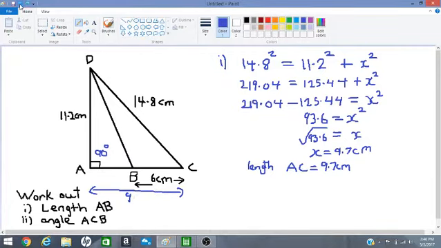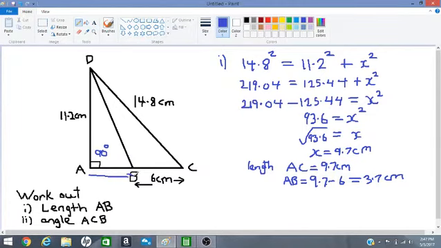And we only want to find this distance, AB. So we have to subtract 6 from 9.7. AB is therefore 9.7, take away 6, which is 3.7 centimeters. So the distance from here to here, from A to B, is 3.7 centimeters. Let us move on to part 2.